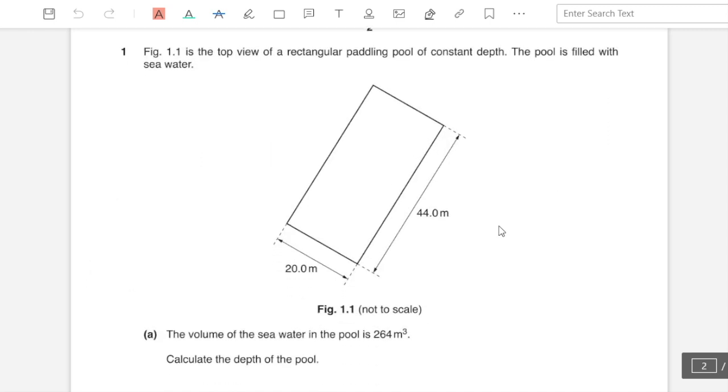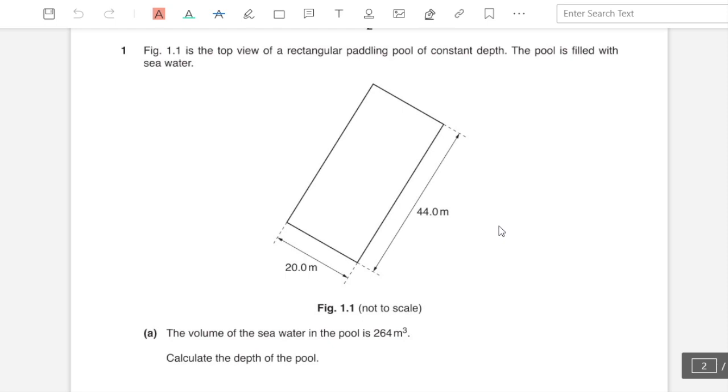Starting with question number 1, figure 1.1 is the top view of a rectangular paddling pool of constant depth. The pool is filled with seawater. A. The volume of seawater in the pool is 264 meter cube. Calculate the depth of the pool.